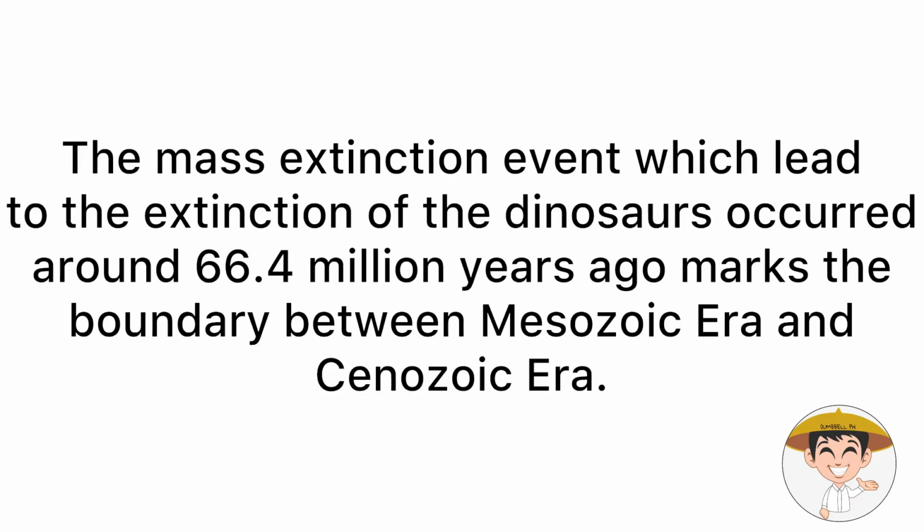The mass extinction event, which led to the extinction of the dinosaurs, occurred around 66.4 million years ago, and marks the boundary between the Mesozoic era, or the age of the reptiles, and the Cenozoic era, or the age of mammals. This mass extinction event may have been pivotal in the rise in dominance of the mammals during the Cenozoic era.